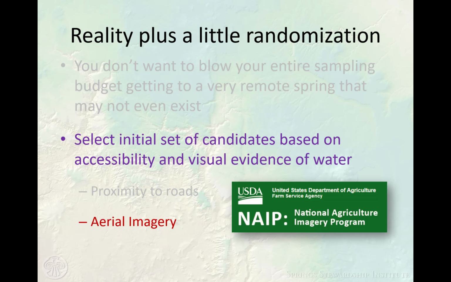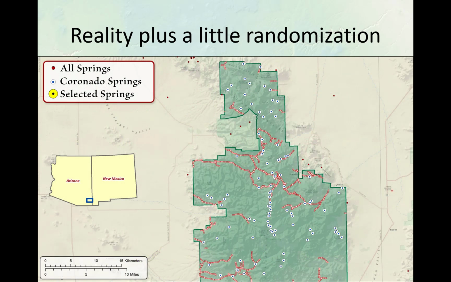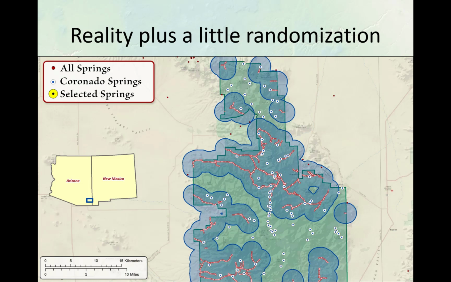Pretty neat functions. So we can use these methods to generate a set of candidate springs, and then we can randomly select from that set of candidates. Given our map of springs and roads in the Chiricahuas, we might buffer the road by some distance, in this case 2 kilometers, and then we'll review these sites that are within this buffer in aerial imagery. Then we'll randomly select from our candidate springs, and this allows us to achieve the number of surveys we need to complete while still allowing for some randomness in our selection.